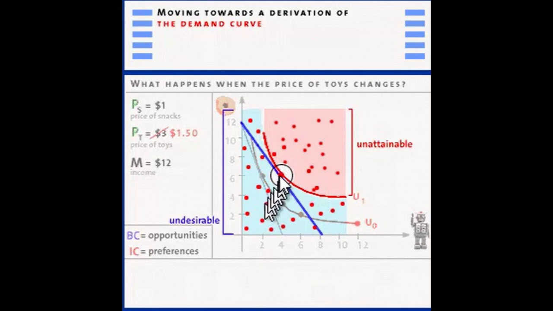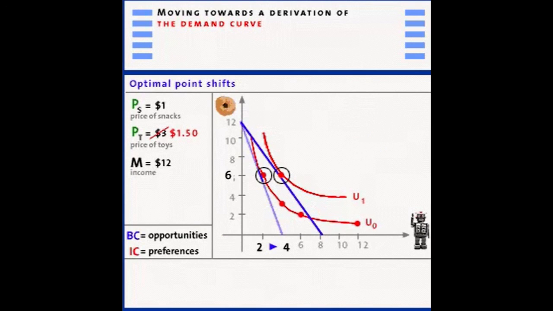Notice what I did here. I changed the price of toys, and I looked at how Chris's optimal choice changed. He buys more toys than before. Before he was only buying 2. Now that the price of toys has fallen, Chris buys 4 toys. What I'm getting to is a demand curve. When the price changes, the quantity demanded responds, and that's what a demand curve is.